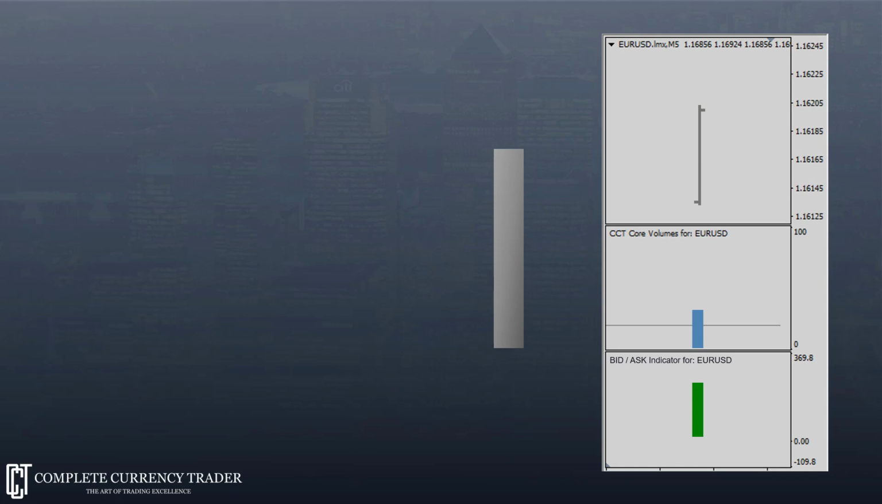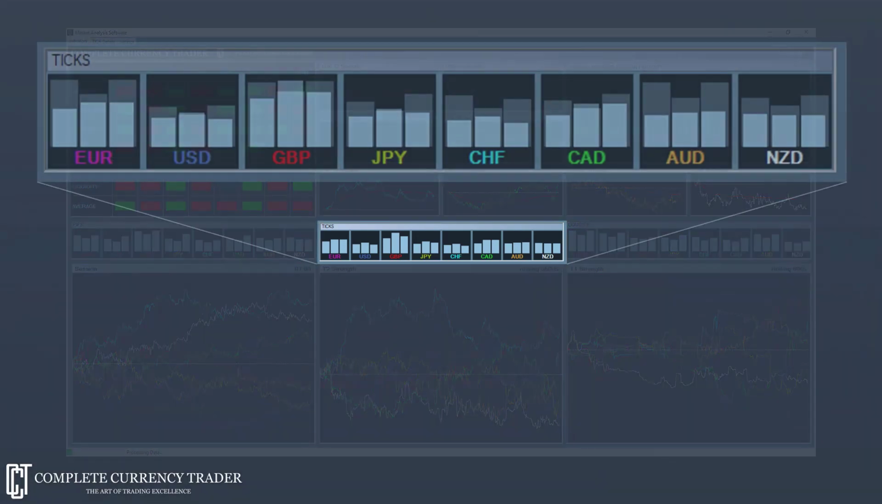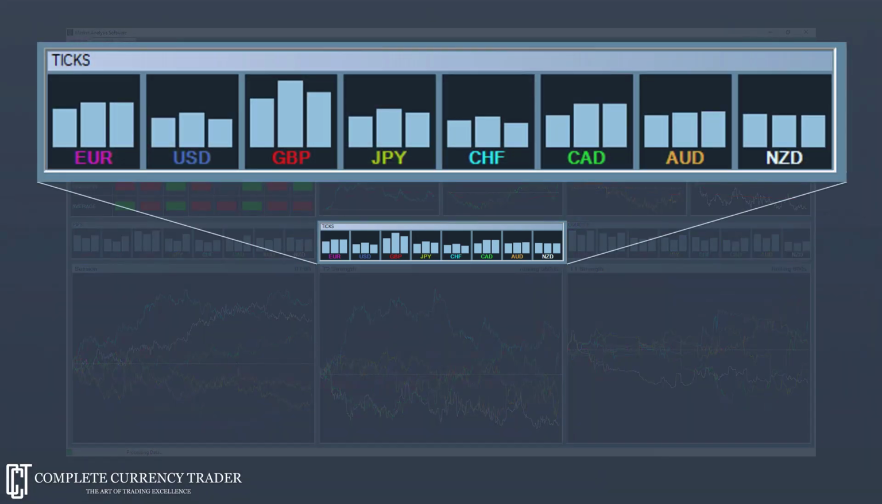And we've got a great tick volume indicator that will also put everything instantly into context. On the main dashboard, we can see the tick volumes for 3 different time periods, and then we can make a direct comparison. So on the left, it tells us what the average tick volume is for the session that we're trading. So for me, this would be the London session.